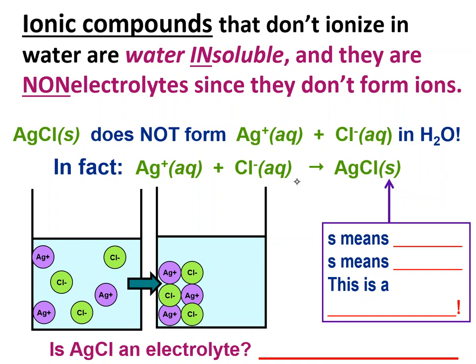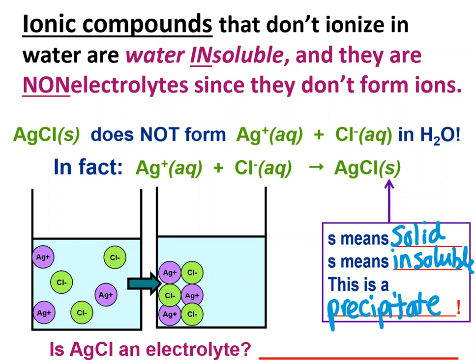So here is the chemical equation of that happening. The silver ions are finding the chloride ions to form a solid. And so remember that S means solid. It means that it must be insoluble. And the word for this, when they come together and they form a solid, is precipitate. And we abbreviate that PPT. So this is our precipitate.